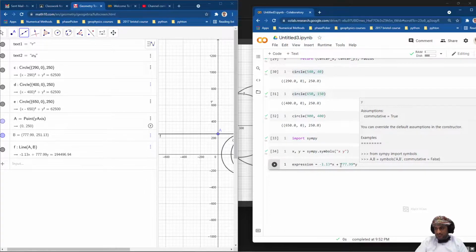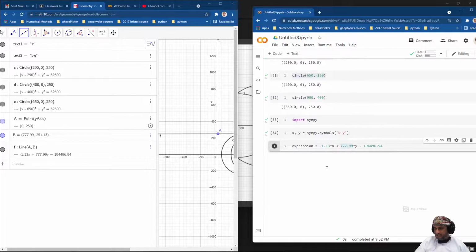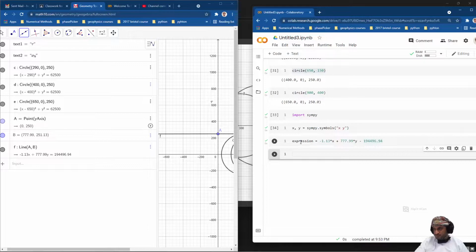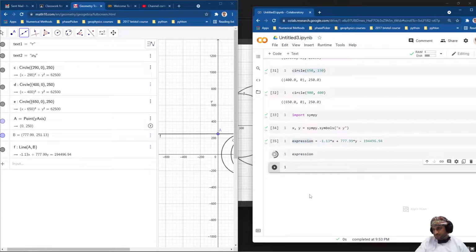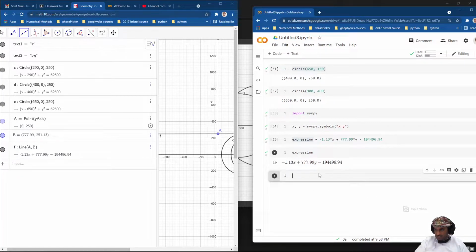This goes to the other side and it changes its sign. It becomes 194496.94. This is basically an expression. Let's see how it looks. This is the expression. That's my expression. I need to solve it with respect to y.